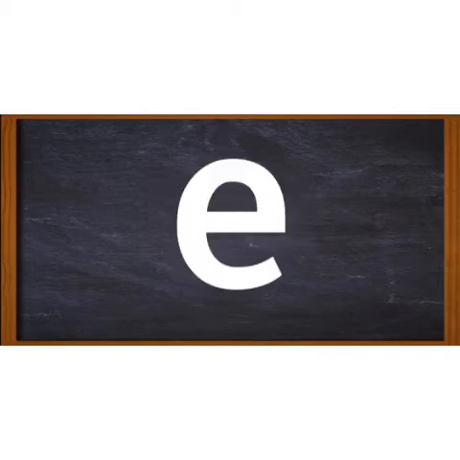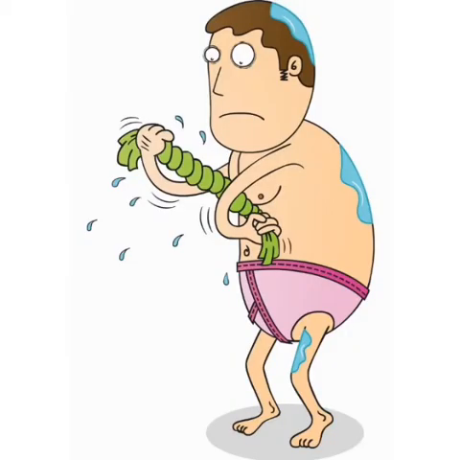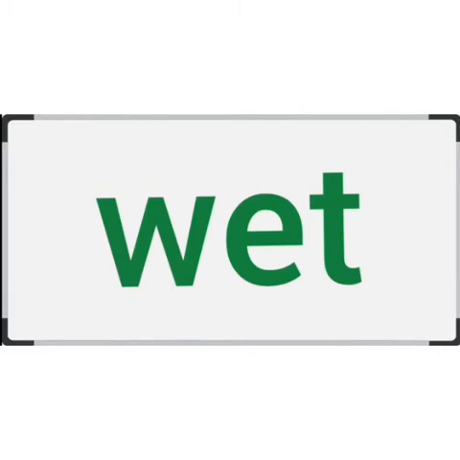The next one, the letter here is letter W. And letter W sounds W. The next one, e. The third one, t. And then we have w, e, t. And the 3-letter word there is what? Wet. Very good.